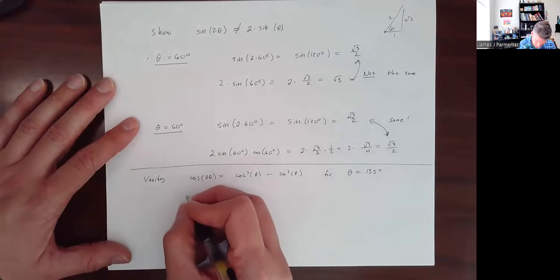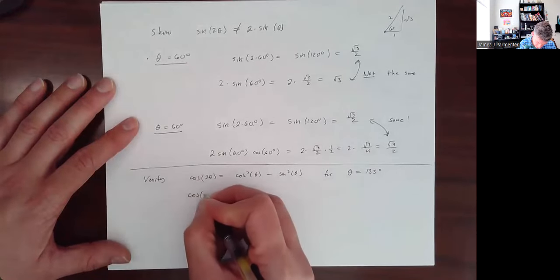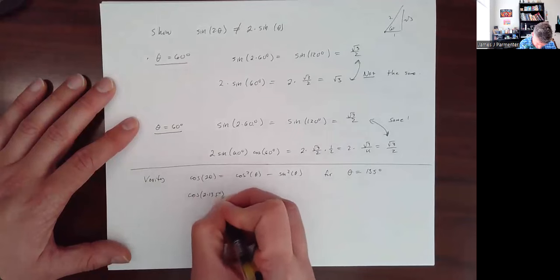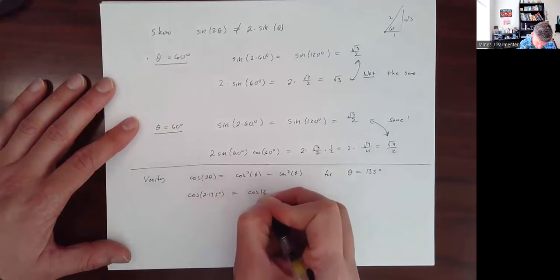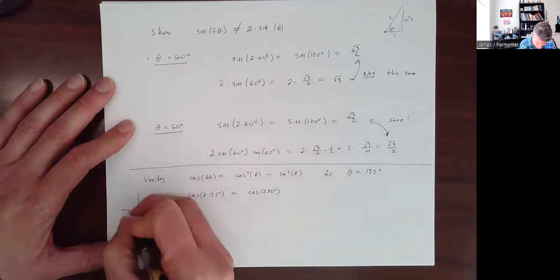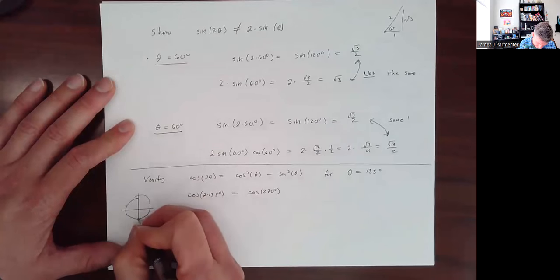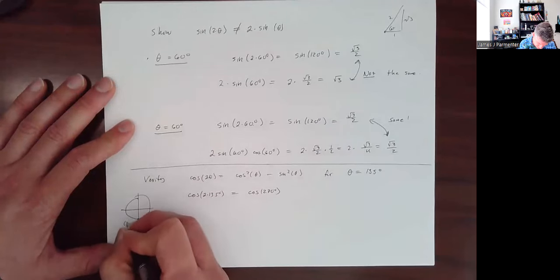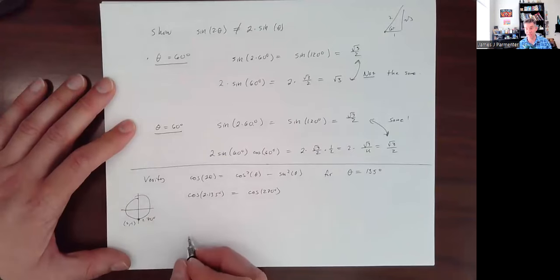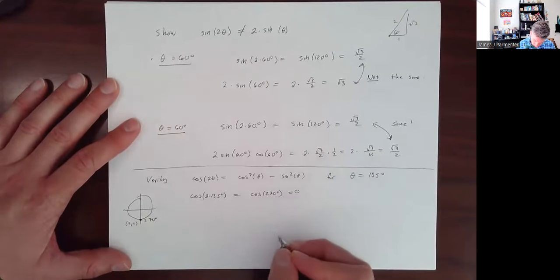So on the left-hand side, we have cosine of 2 times 135 degrees, which is cosine of 270 degrees. And if we use the 4 corners of our unit circle, 270 degrees is down here. The point is (0, -1). So cosine of 270 is 0. Okay.